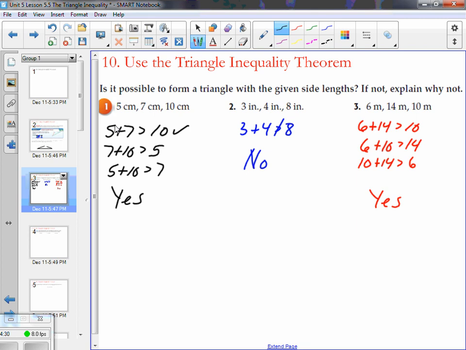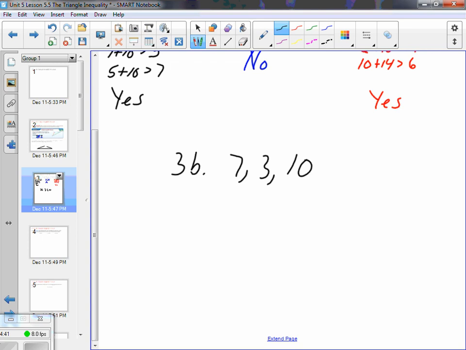Let me ask you, we'll call this one 3B. 7, 3, and 10. Will those three lengths make a triangle? Is 7 plus 3 greater than 10? No. So it's not good enough for the two short ones to add up to be equal to the third one. It's got to be greater than. Okay? So far, so good?